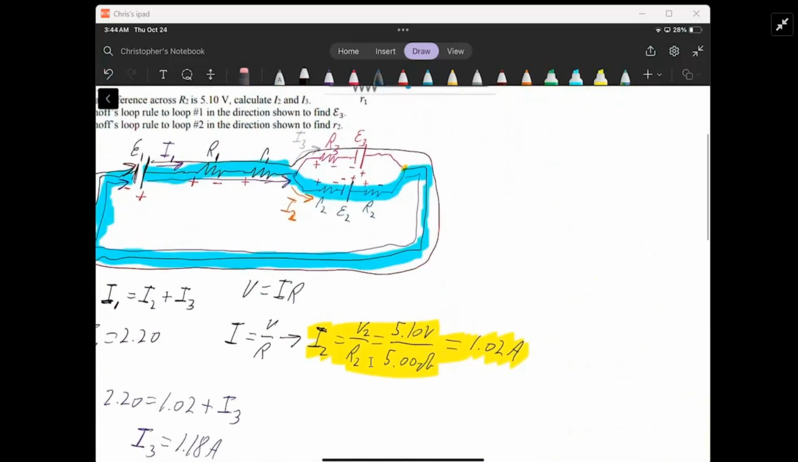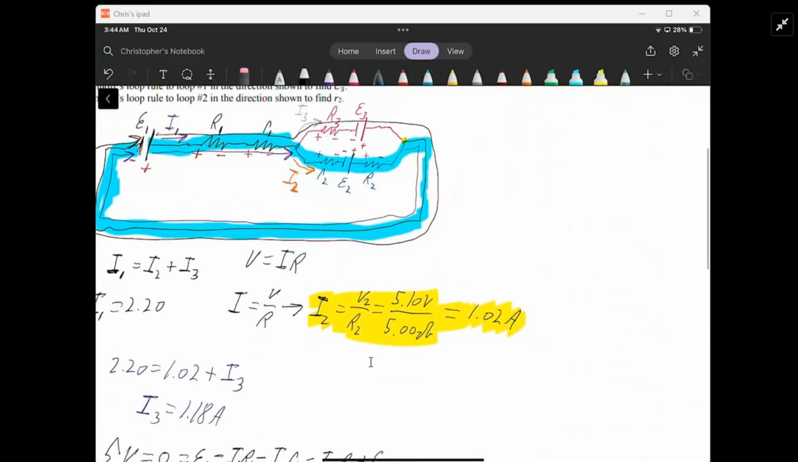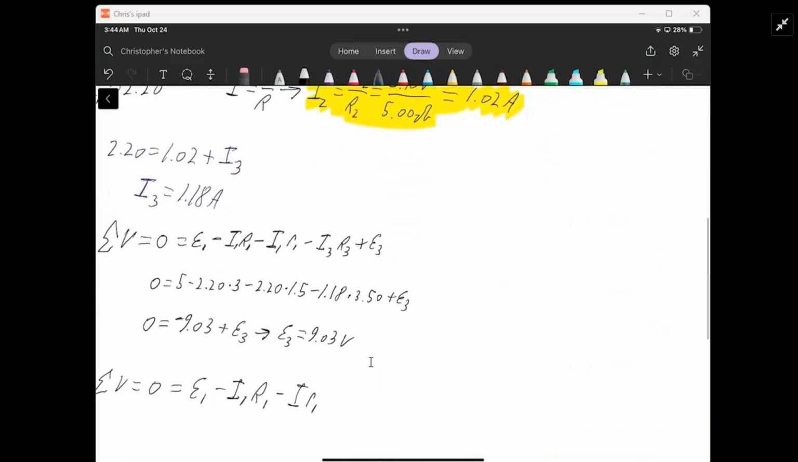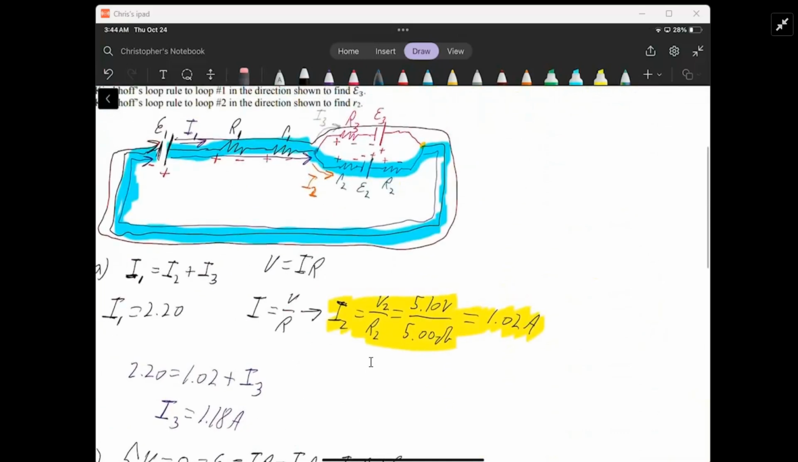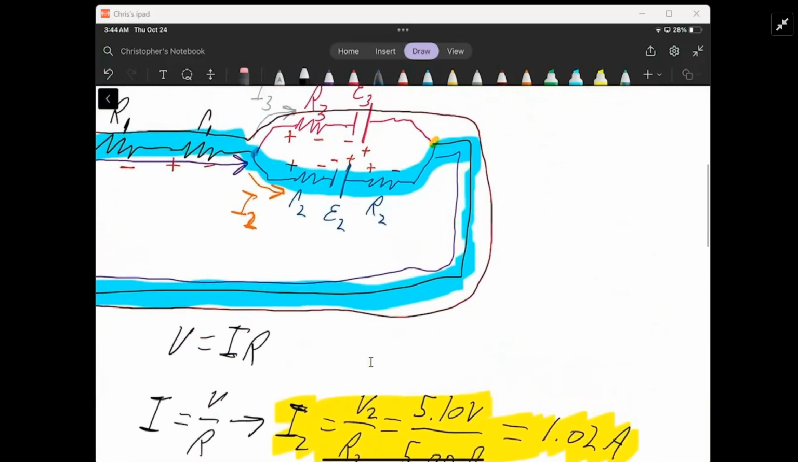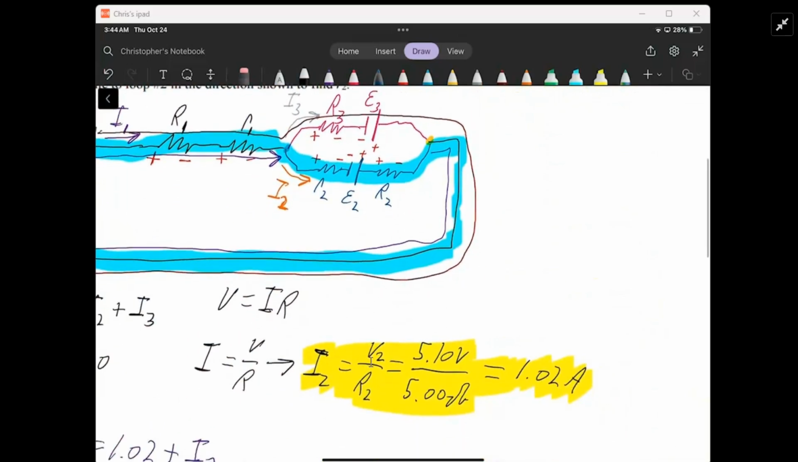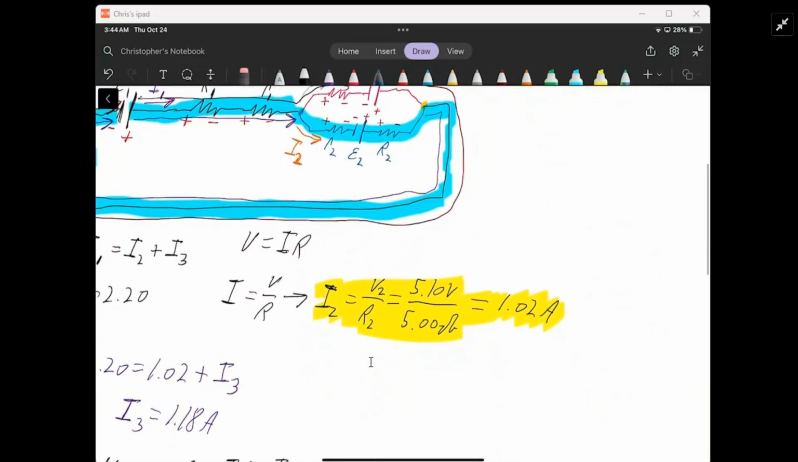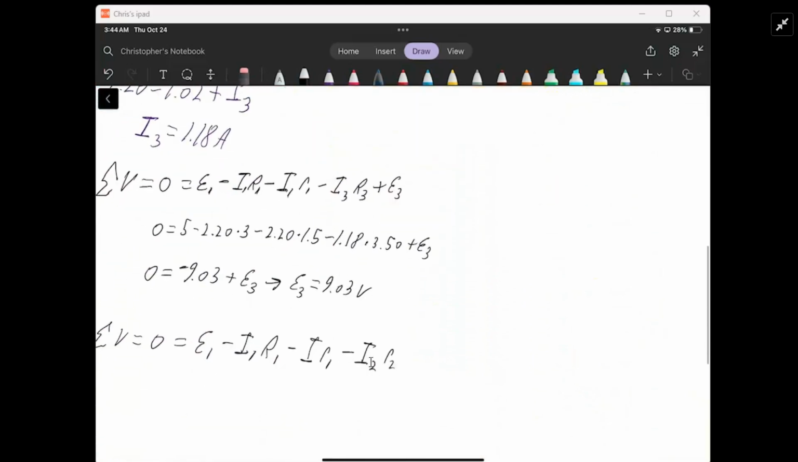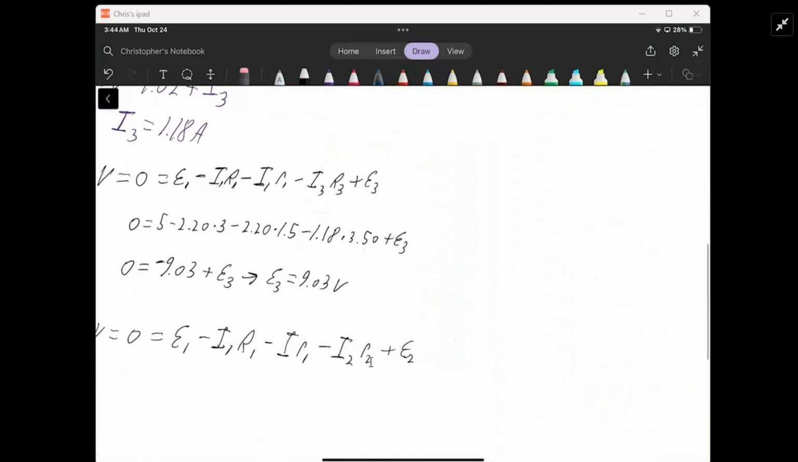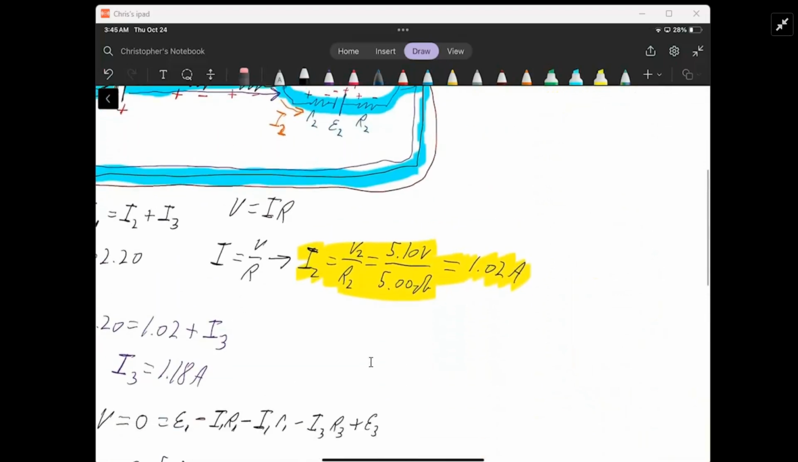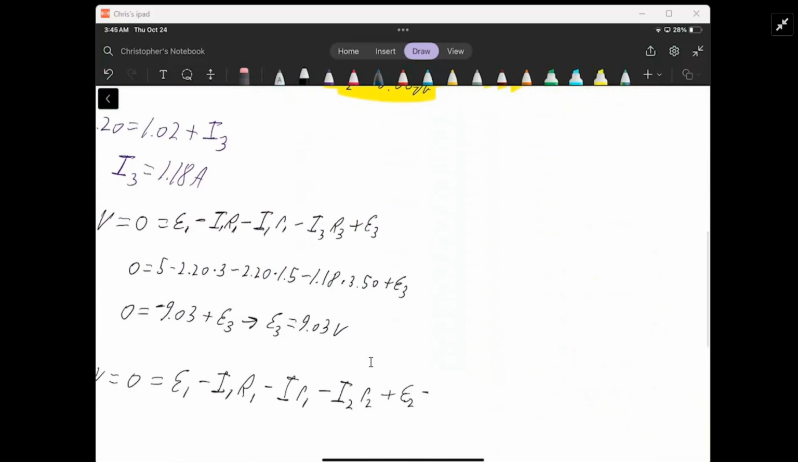And what comes after that? It's lowercase r2. And what current is going through that? Well, that's just I2. So you're going to have minus I2 multiplied by lowercase r2. And then, since you have E2 and the positive end is coming out towards the right, when the current goes through that battery, it's leaving through the positive end, meaning it's adding to the system. So you're going to have plus E2. And then you're also going to be subtracting capital R2, so it's minus I2 multiplied by capital R2.